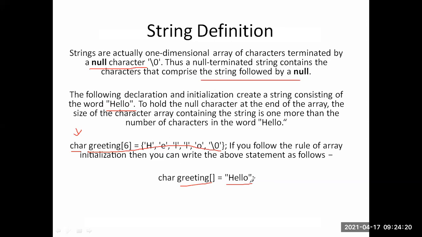So for a string, what is the declaration? In C language, we use the character data type for a string. First, you have to give the data type as char, then the array name, then the size of the array.